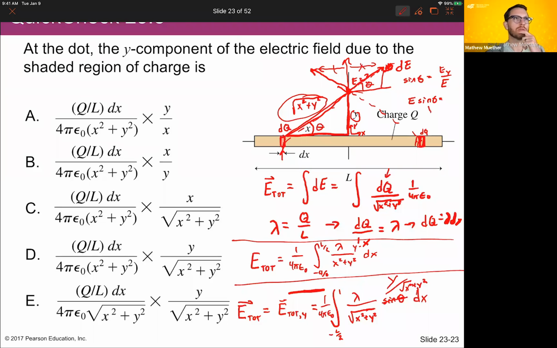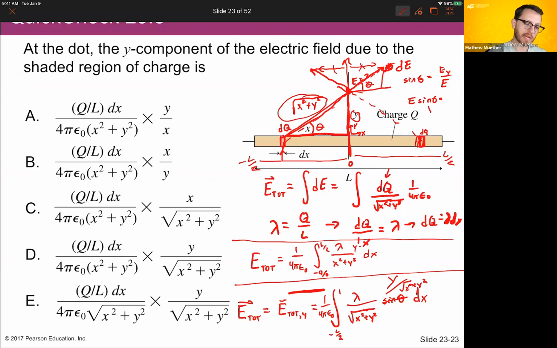Somebody's asking why it is L over 2 for the integration points. Remember, because I'm cutting the rod, I'm basically making my origin here at the center of the rod. So this goes from L over 2 over here to minus L over 2. That's just because I'm setting the origin at the middle here.